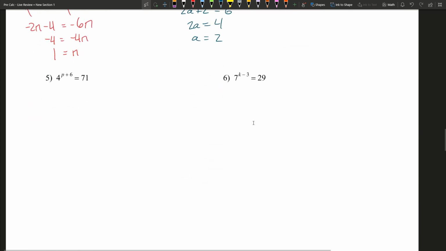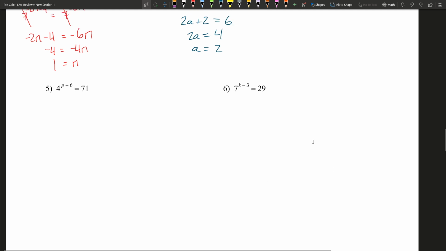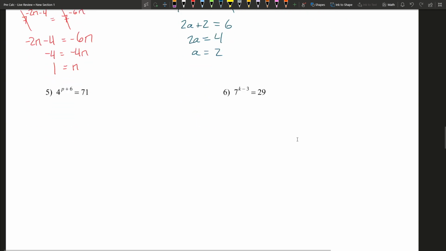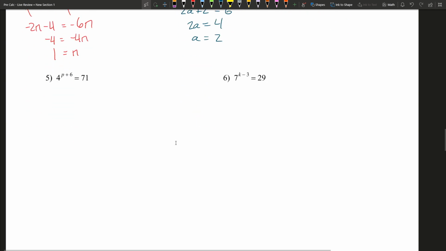Okay. On number 5, 6, and 7, both of the sides don't have a common base. So when you can't find a common base, and really you could do this for all these first four, but it would make your life just a little bit harder, you need to cancel out the base with the unknown attached to it. So we're trying to get p plus 6 by itself.